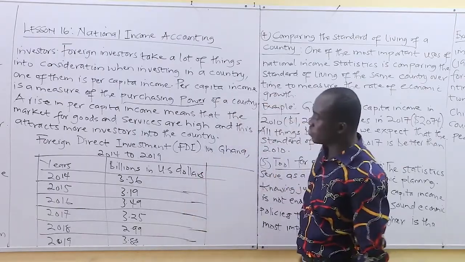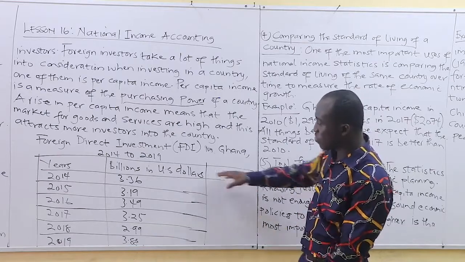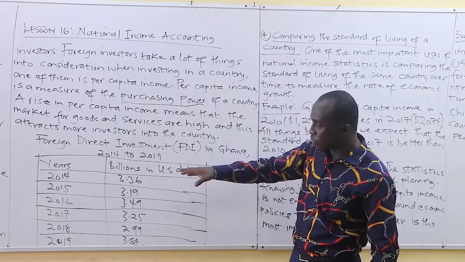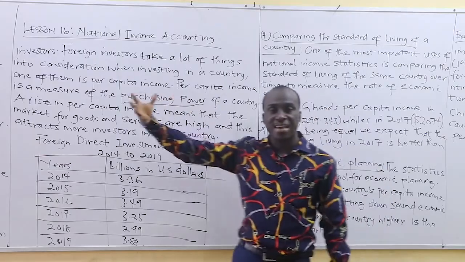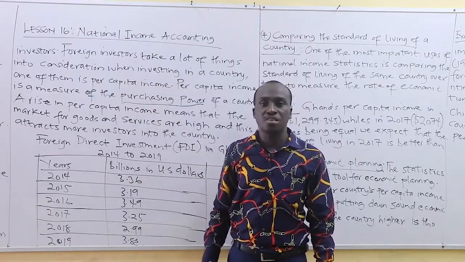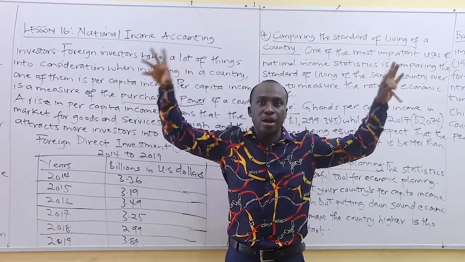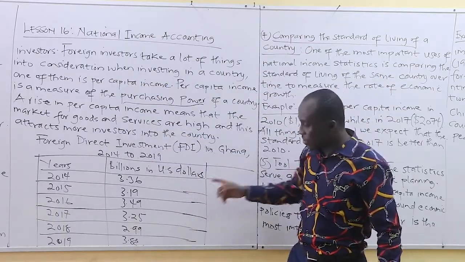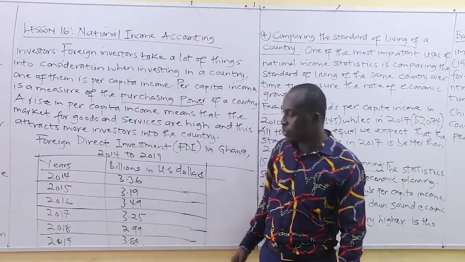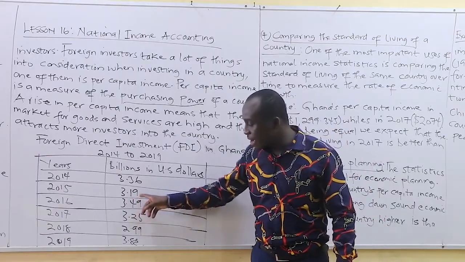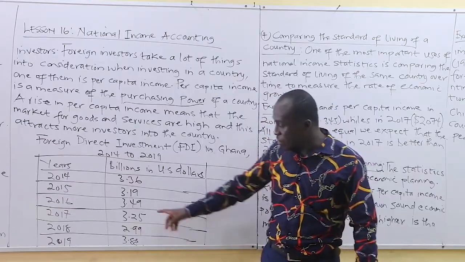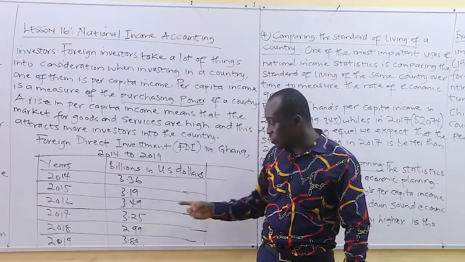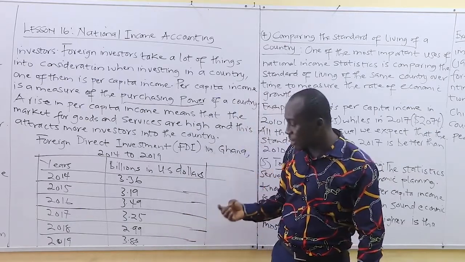Let's look at foreign direct investment in Ghana from 2014 to 2019, in billions of dollars. In 2014, Ghana received foreign direct investment, investors that came from outside to invest. How much did we receive? People came from Europe, America, the Caribbean, Scandinavia, Latin America. The money they brought into Ghana to invest was $3.6 billion. In 2015, it was $3.19 billion. In 2016, $3.49 billion. In 2017, $3.25 billion. 2018 was $2.99 billion. And 2019, $3.88 billion.